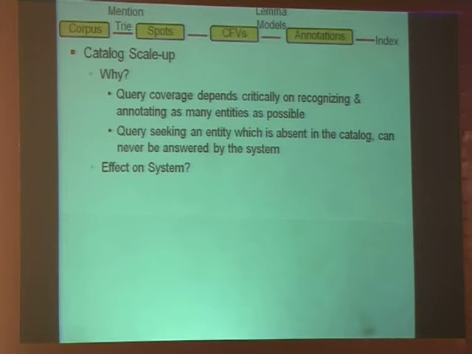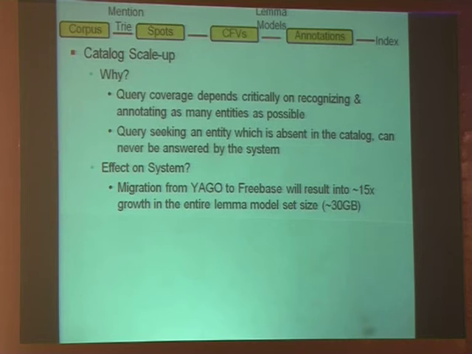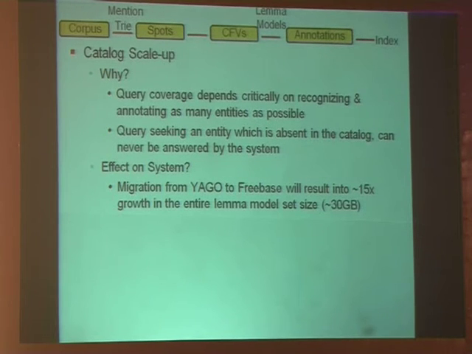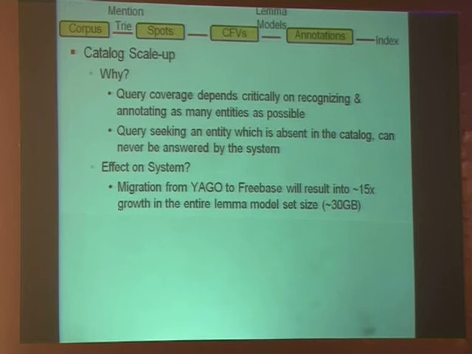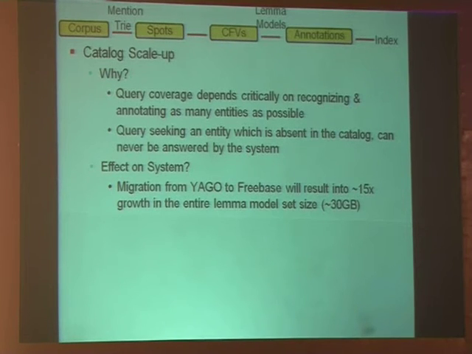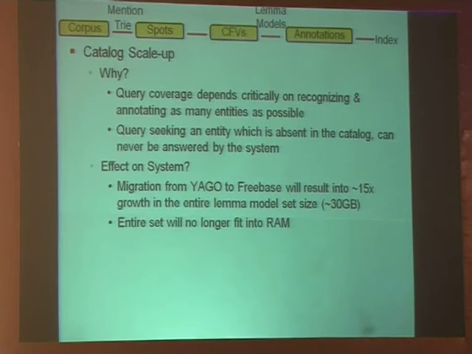So what will be the effect on the system? Migration from Yahoo to Freebase will result in over 15x growth in the entire label model set size. So that model size that we are fitting in RAM will scale up to over 30 GB. As Professor Ganesh talked about, right now our annotation rate is quite high. The reason is that this label model set is small enough to fit into RAM. But since it is now going to scale up to 30 GB, it will no longer fit into RAM.